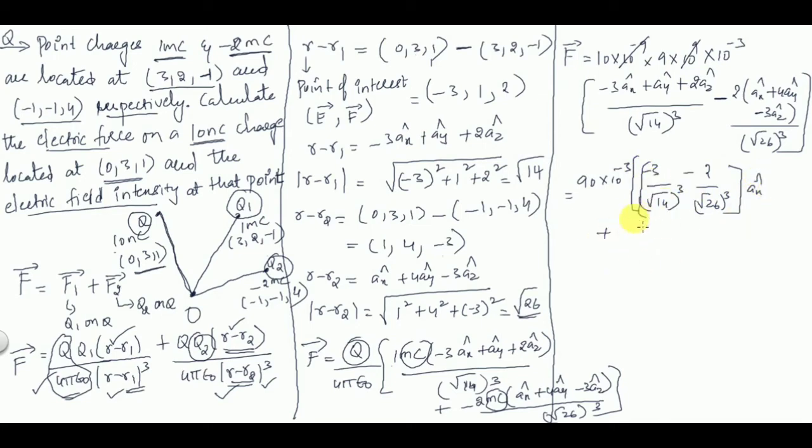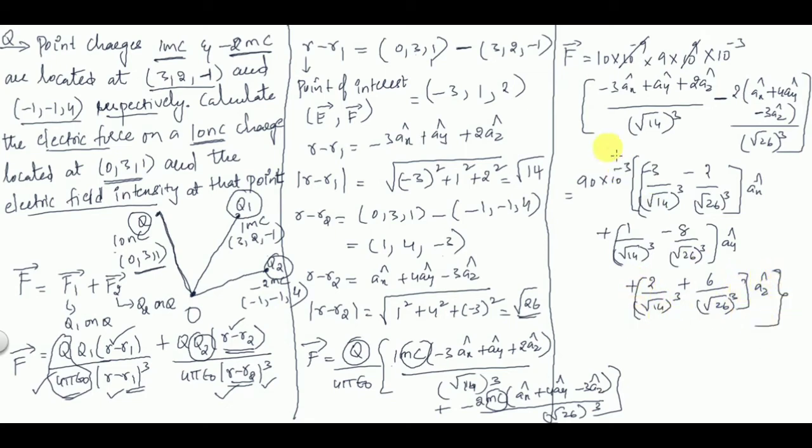plus 1 by root 14 whole cube minus 8 by root 26 whole cube into AY cap plus 2 by root 14 whole cube plus 6 by root 26 whole cube into AZ cap. Okay, this is multiplied by 90 into 10 to the power of minus 3.